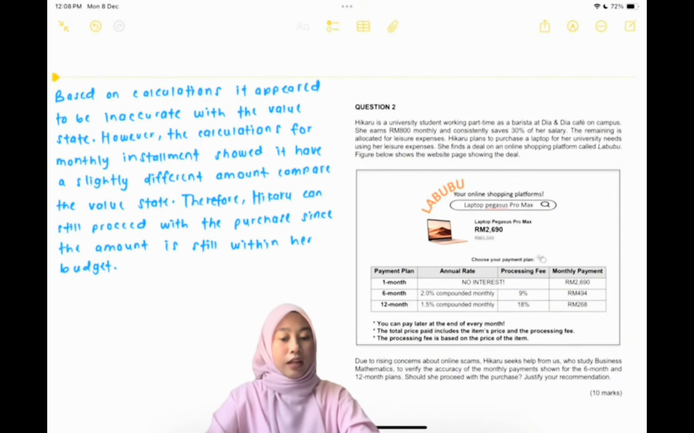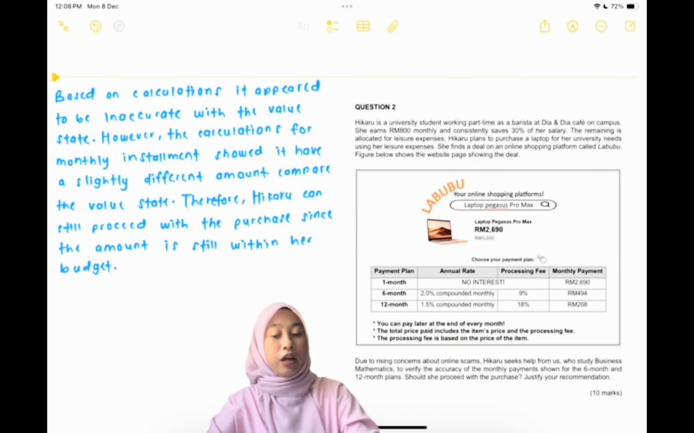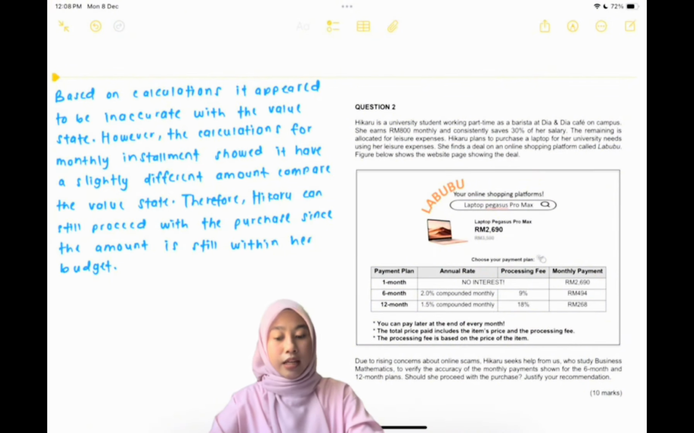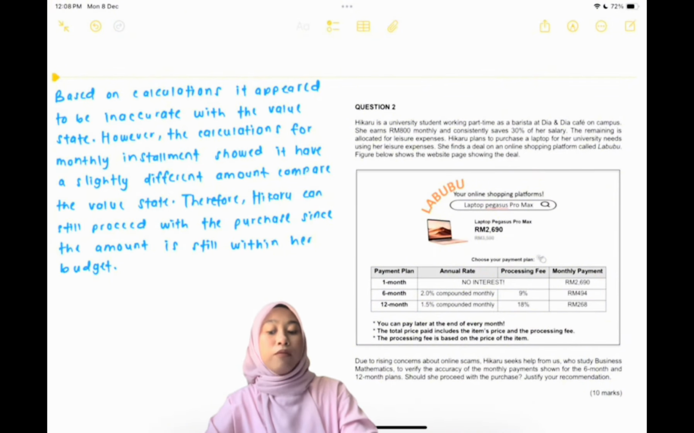I think Hikaru should proceed with the purchase because, based on the conclusion, it appears to be inaccurate with the value stated. However, the conclusion for the monthly installment shows a slightly different amount compared to the value stated. Therefore, Hikaru can still proceed with the purchase since the amount is still within her budget.